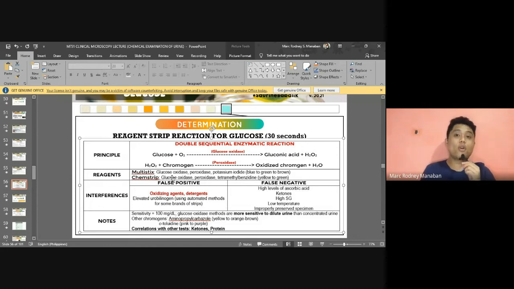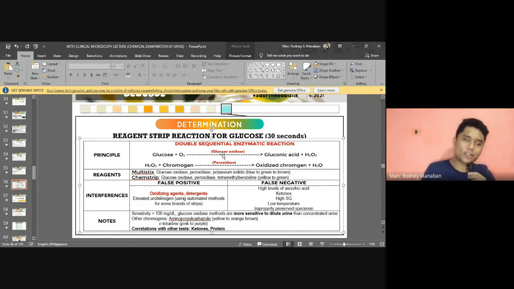Of course, false positive: oxidizing agents such as detergents or bleach. Because remember that siya ang mo intensify si imuhang glucose oxidase na reaction. So, oxidizing man siya na agent, so siya ang mo intensify.